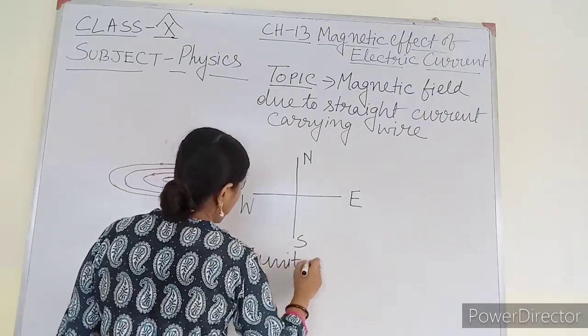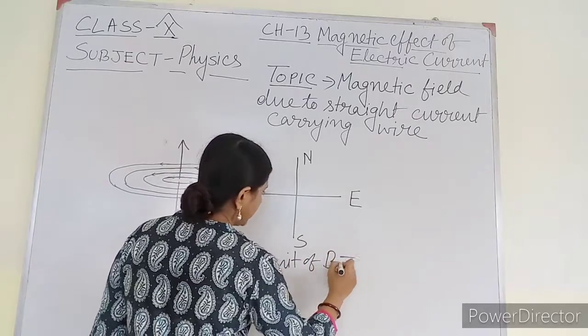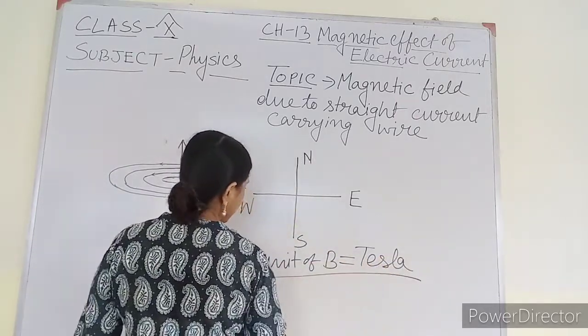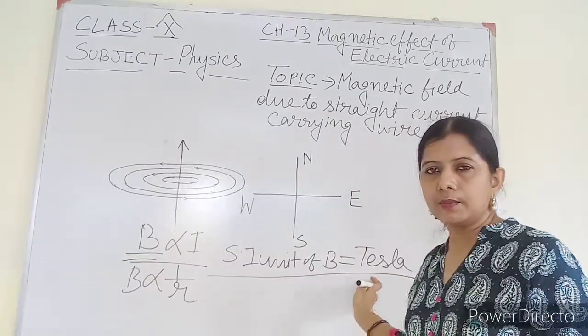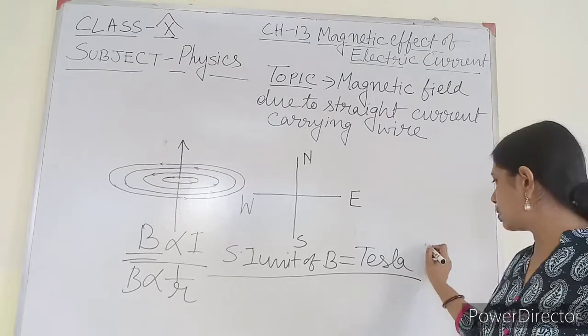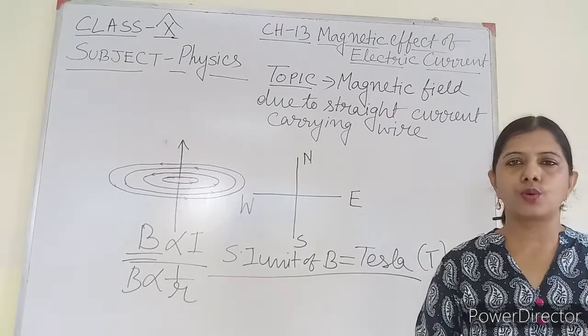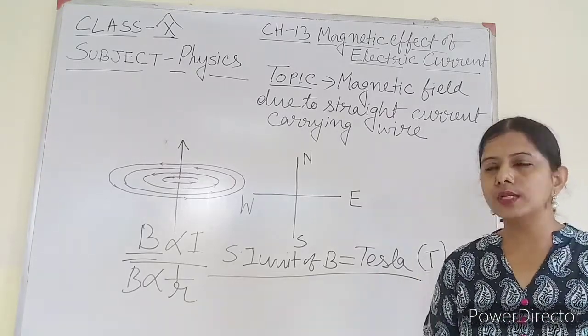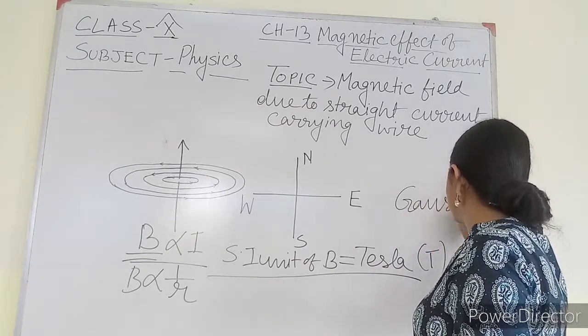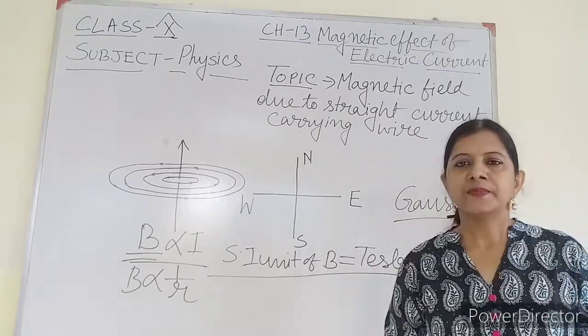SI unit of B, that is magnetic field, is Tesla, T-E-S-L-A. This you have to remember. Magnetic field, its SI unit is Tesla, that is denoted by capital T also. And its CGS unit is Gauss, G-A-U-S-S. This is the CGS unit.